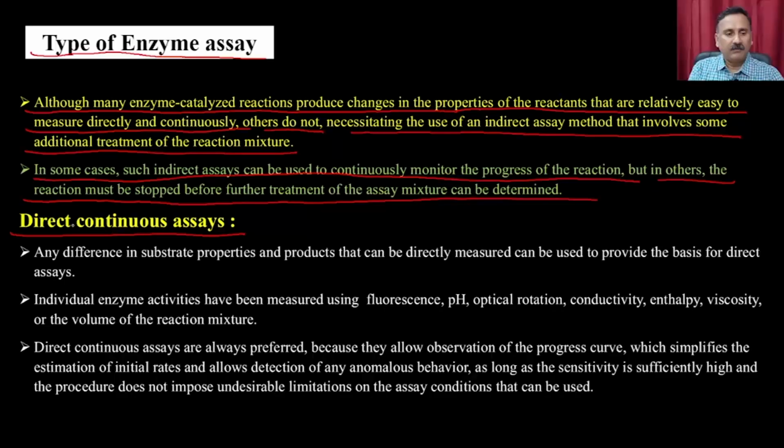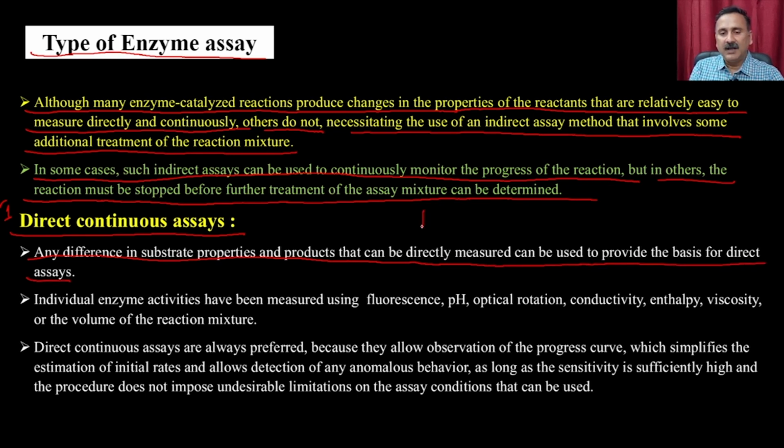So you will see that when we discuss some of the assay mixtures and some of the reaction conditions, some of the assays are continuous direct measurements and some are continuous indirect measurements. So one is the continuous direct measurements. Any difference in the substrate and product properties can be measured directly and used to provide the basis for direct assays.